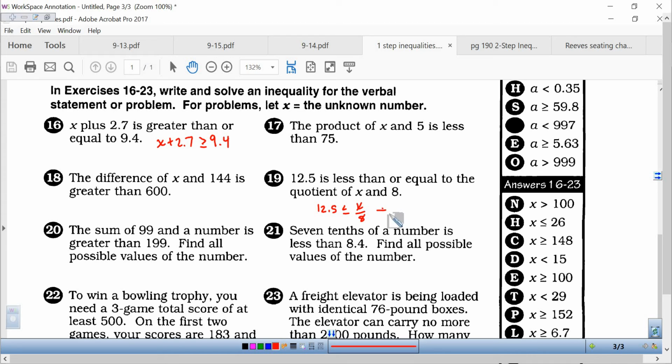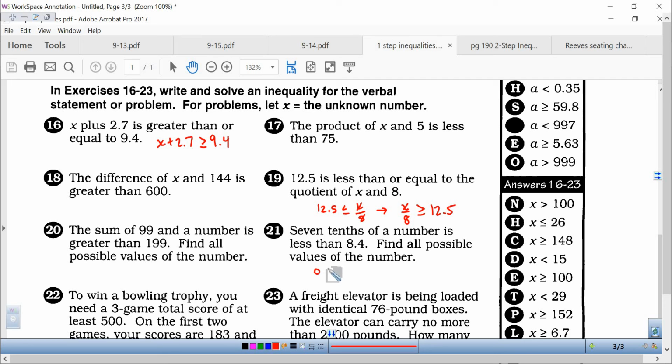If we wanted to switch it now before we solved it, if 12.5 is less than or equal to x over 8, then x over 8 must be what? Greater than or equal to 12.5. So you could actually switch the order around before you solve it, or you can switch the order around when you get the answer. All right.